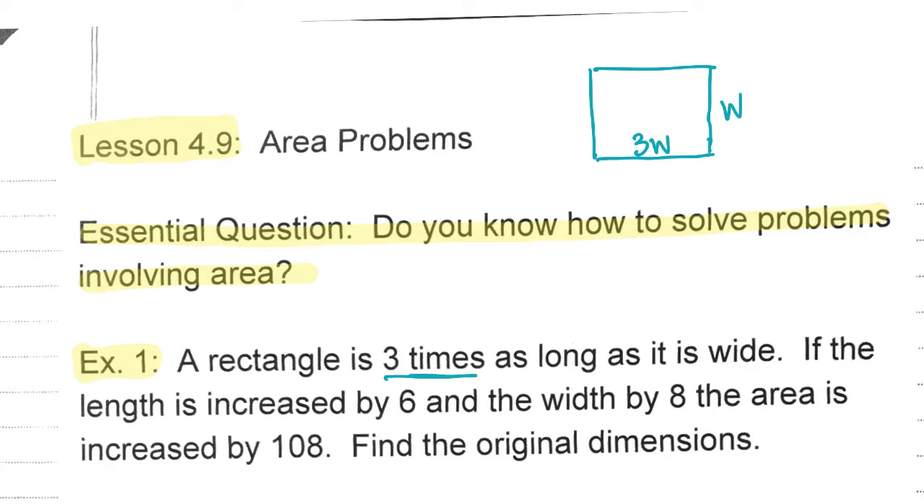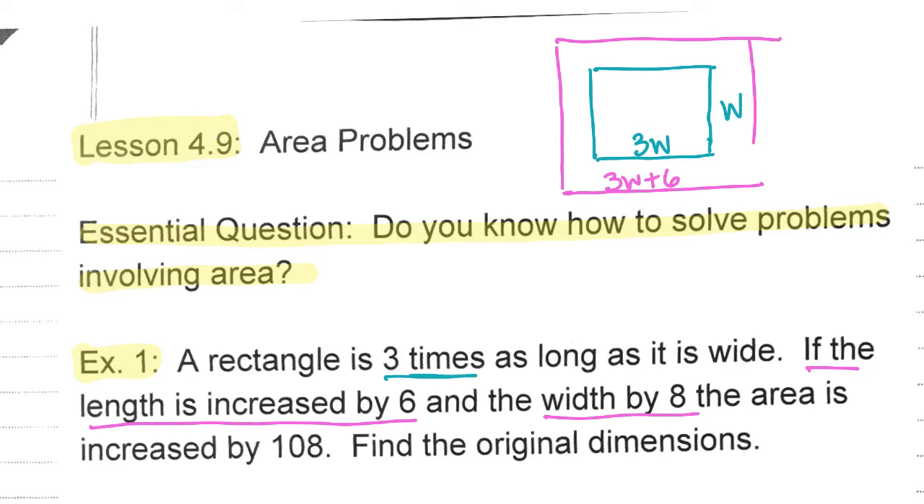First rectangle. Now it's telling us a second scenario. If the length is increased by 6. Well, remember, this is the length, so I know that the length is being increased by 6, and the width by 8. So my width, I have to erase. My width was increased by 8. Then the area is increased by 108.